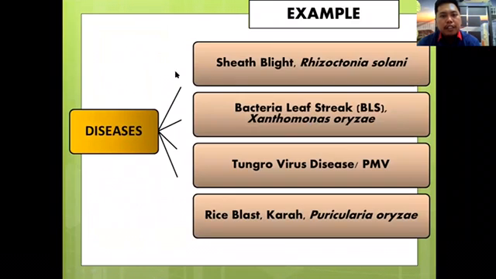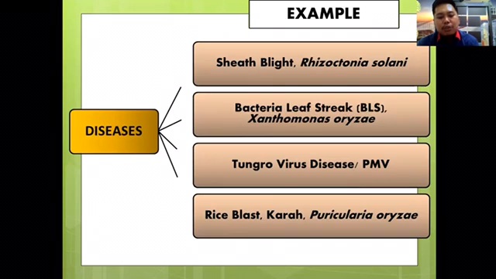This slide shows examples of diseases that happen in the paddy field. First, sheath blight disease caused by Rhizoctonia solani. Second, bacterial leaf streak or BLS caused by Xanthomonas oryzae. Third, virus disease caused by PMV. And the last, rice blast caused by Pyricularia oryzae.